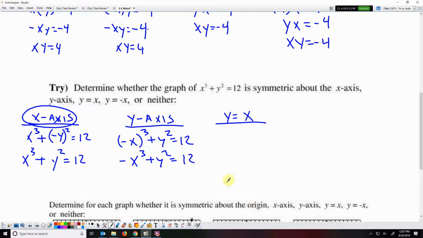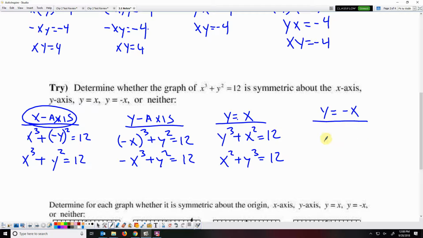Symmetry about y equals x. So this is where I switch the x and the y. Y cubed plus x squared equals 12. Okay, so I've switched the x and the y. Now, mathematically, can I make them match the original? I can turn this around because addition is commutative. I can do x squared plus y cubed equals 12. But there's no way I can change those powers back to match the original. So there is no symmetry about y equals x.